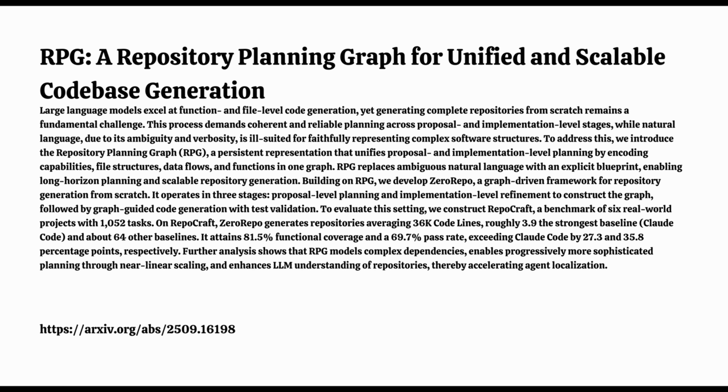Exactly. Using another model, O3 Mini, ZeroRepo achieved 81.5% functional coverage and a 69.7% pass rate on the tests. Comparing that to the Claude Code baseline, ZeroRepo was ahead by 27.3 percentage points on coverage and 35.8 percentage points on pass rate. Significant margins. It's building much bigger and much more correct repositories. The structure enables both complexity and coherence.